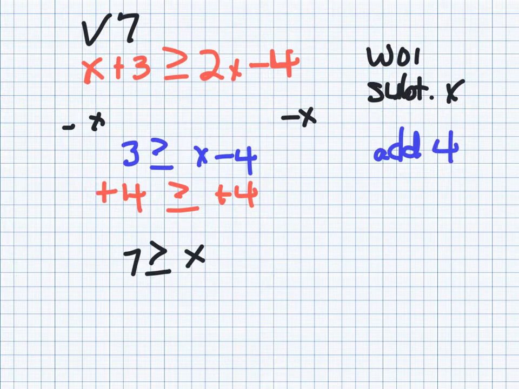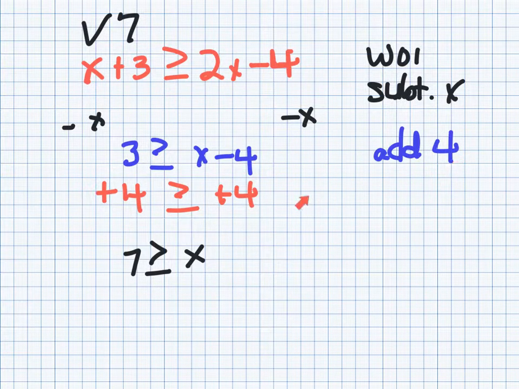Checkpoint 7 gives us the inequality of x plus 3 is greater than or equal to 2x minus 4. And so I'm going to subtract, in this case, x to get the x on one side. So I subtract x from here, and I subtract x from this side, I end up with 3 is greater than or equal to x minus 4.